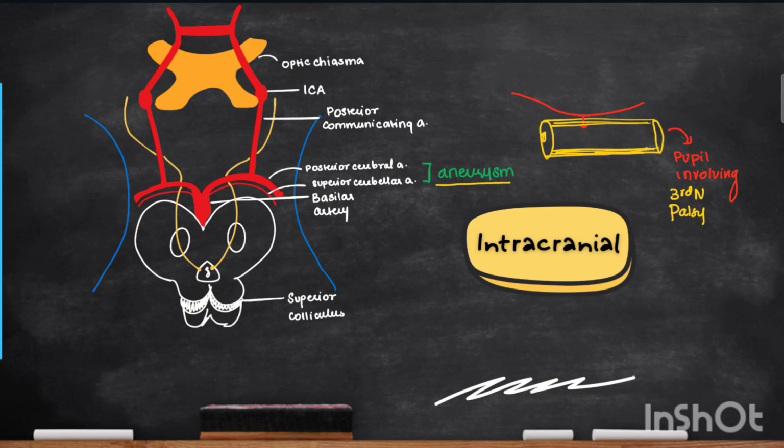Whereas in case of diabetes, the first fibers to be affected are in the center. So, in case of diabetes or hypertension, it is pupil sparing. This is an important point to note.